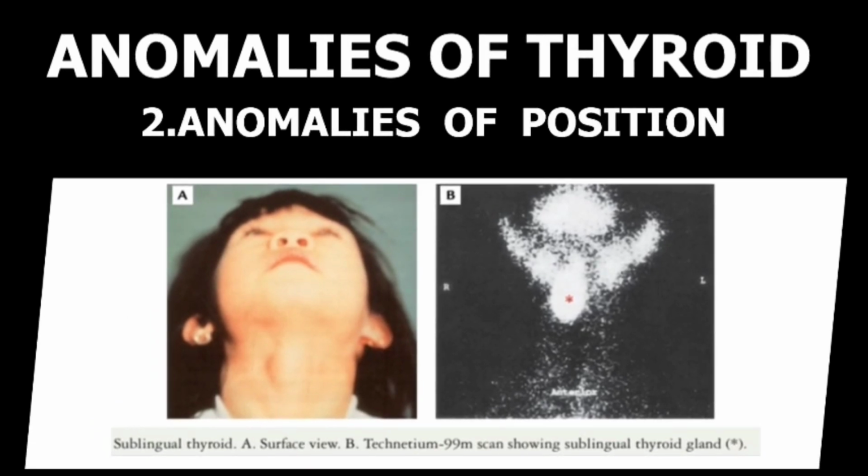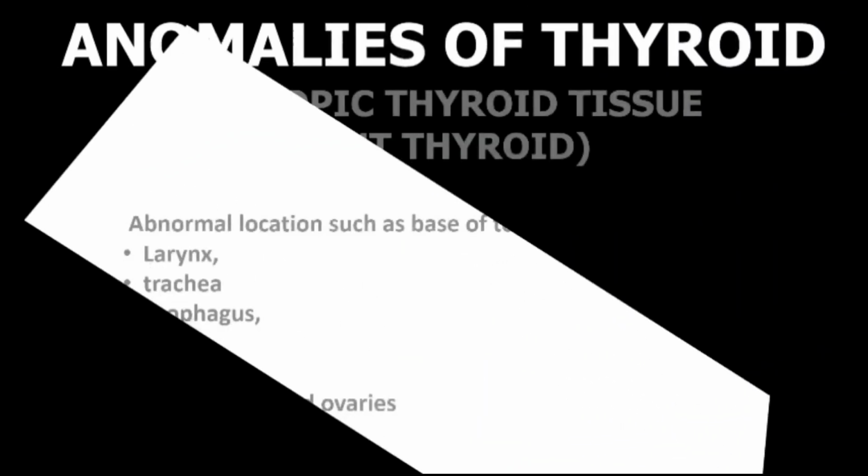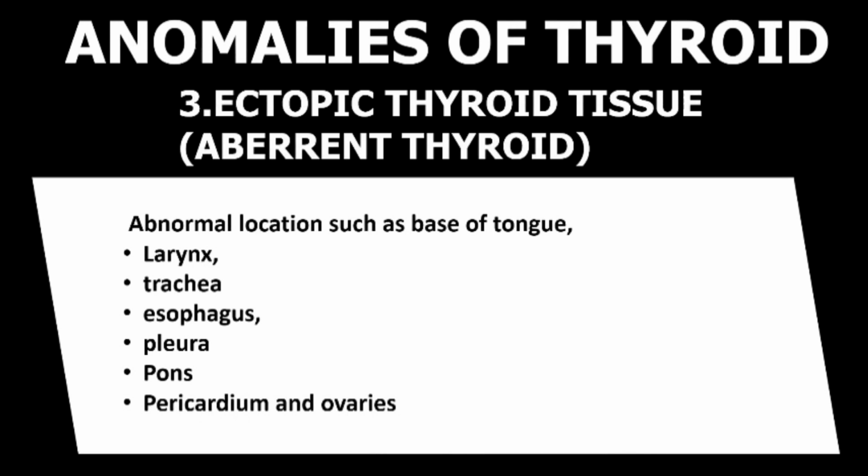Now, ectopic thyroid tissue or aberrant tissue. In this, the mass of the thyroid tissue is present in various abnormal locations such as larynx, trachea, esophagus, pleura, pons, pericardium, and ovaries. This also occurs due to the defect in the migratory pathway.